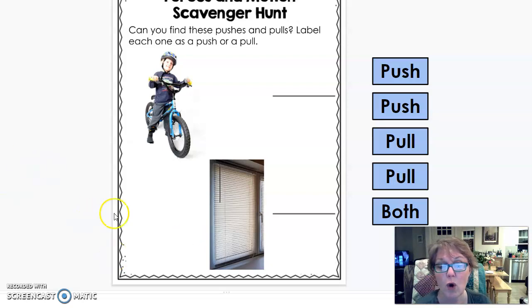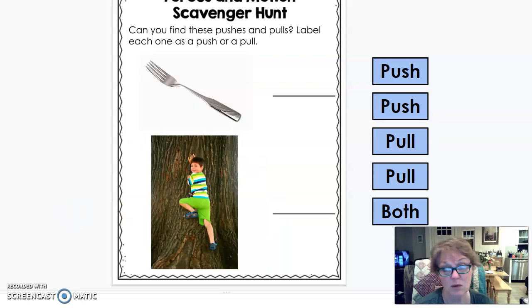When you're opening the window, the shades right here, is that a push or a pull? Or is it both? I guess if you're opening and closing, who knows? And then the last one, can you find these pushes or pulls? When you are taking a fork and going down on your food, a push or a pull? Is it away or towards you? And then climbing a tree. You decide. And then you are done. Looks like a fun activity.